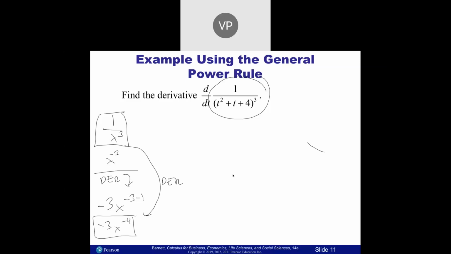What I'll do is bring this whole thing up top and have it as a negative 3. Now notice I still have that d/dt in front because that's my command, my instruction to find the derivative. So I have not done the derivative yet. I've just rewritten the original. Okay? And then, I actually write this, I forgot.